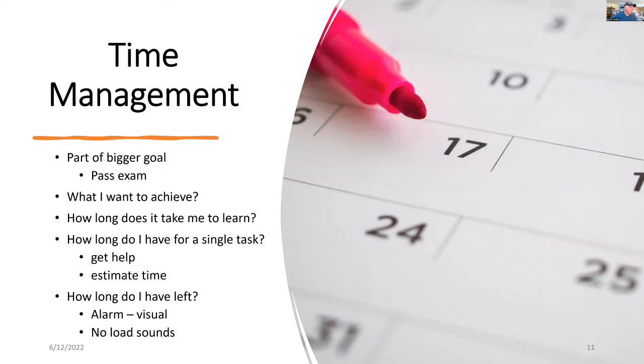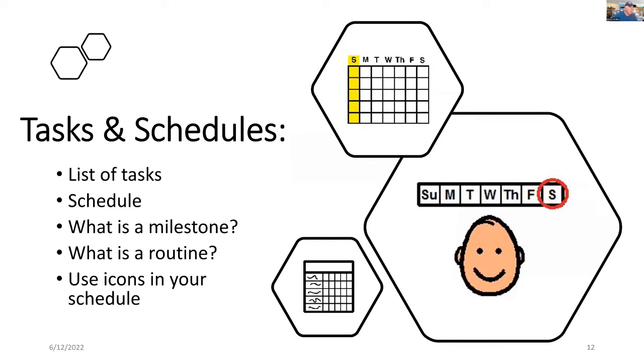So what about time management? Well, it's actually connected to a bigger goal, doing something that you want to achieve in life, and you need to break that down into a number of smaller goals, like passing an exam, and learning how you can achieve that. So one way to do it is to build a schedule with tasks and put a time limit on each of the tasks. So schedules, you might have used a schedule with some of these symbols before.